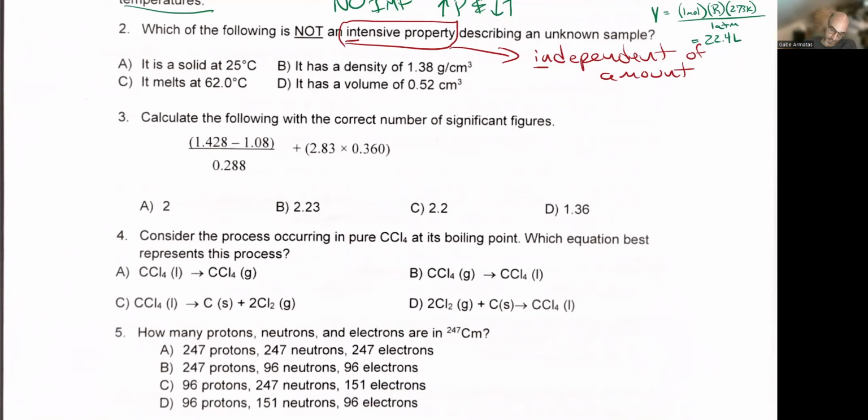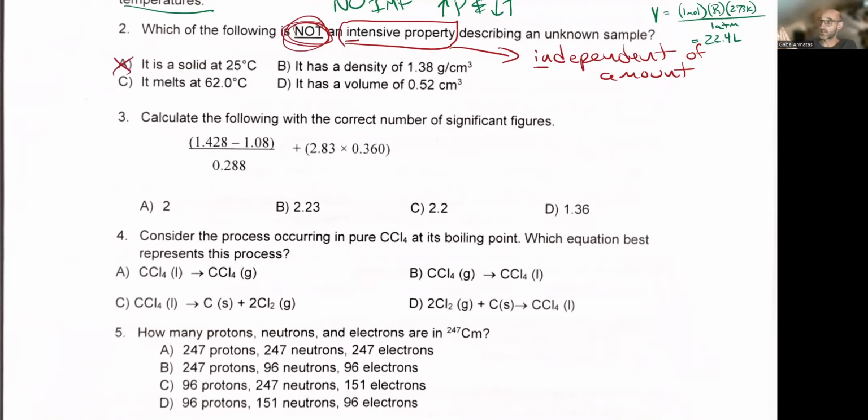So it is solid at 25 degrees Celsius. Is that intensive or extensive? Knowing that something is solid at 25 degrees Celsius, that should be true whether we have 1 gallon of it or 10 gallons, or 1 gram or 1,000 grams. So yes, this is intensive. We're looking for not an intensive property. So this is absolutely intensive.